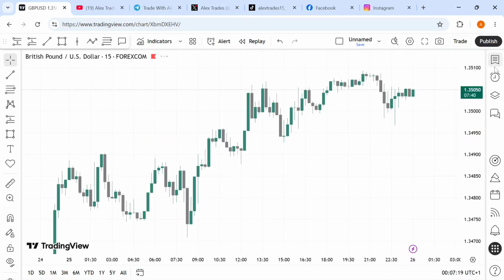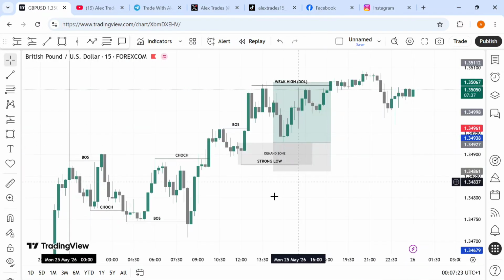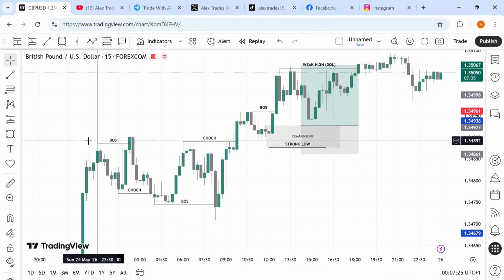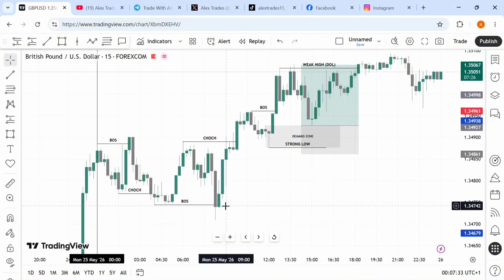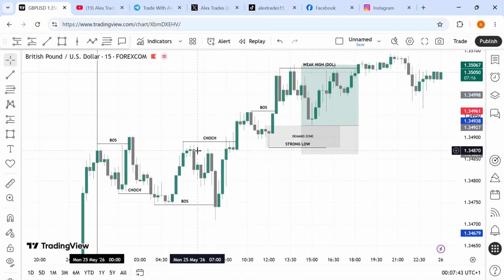Now on GBPUSD, this was where I got the missed entry. So we had a break of structure to the upside and a change of character back to the downside. Now price broke structure, but it wasn't a very huge break of structure. It just closed a little bit below this support level. So I marked it as my break of structure, but I couldn't take any sell because there wasn't a valid supply zone to sell from.